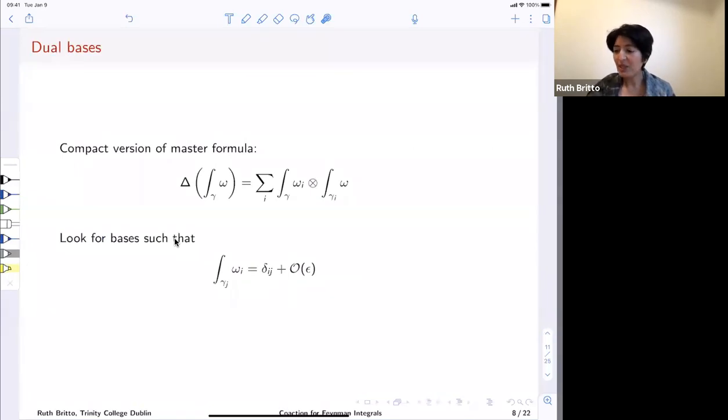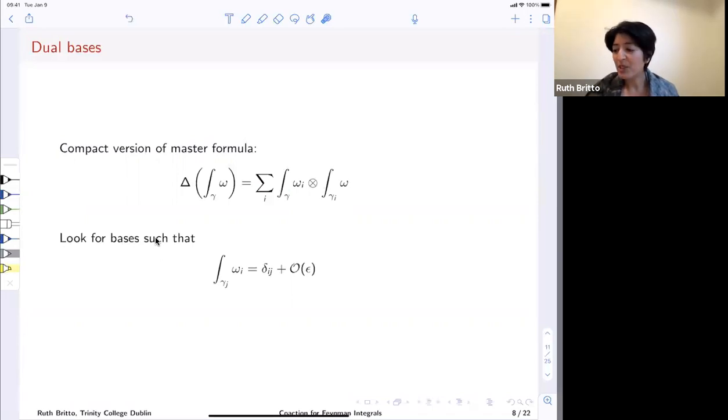Okay, so here, this is what I mentioned a moment ago, that if you would like to arrive at the compact version of the master formula, where you only have one summation index, where you have omega I that's somehow dual to a contour. So one way you can get this, of course, is just choose any basis and then diagonalize the matrix and rotate your bases accordingly.